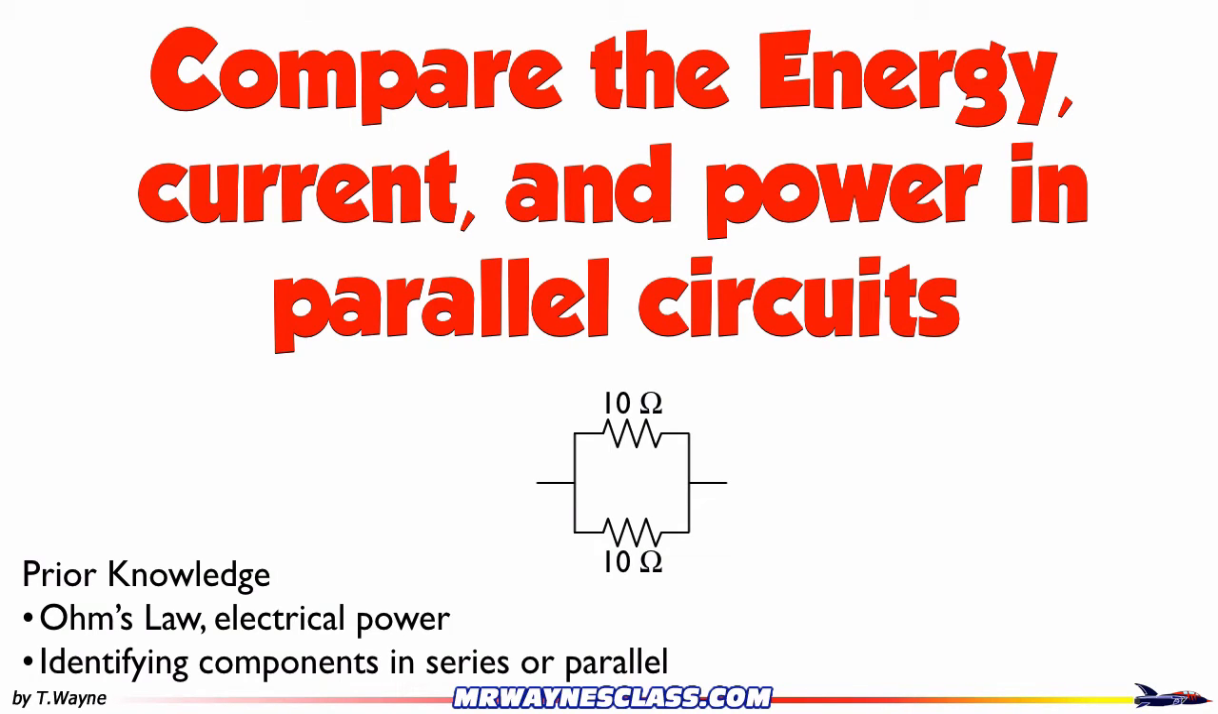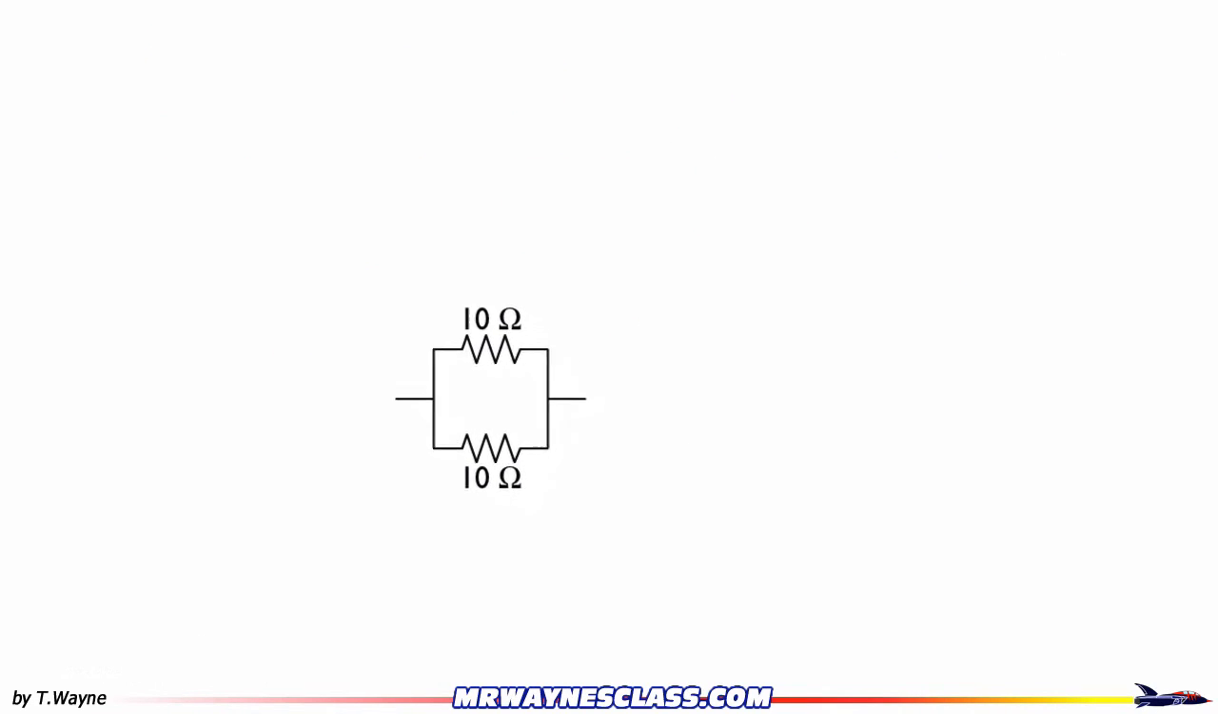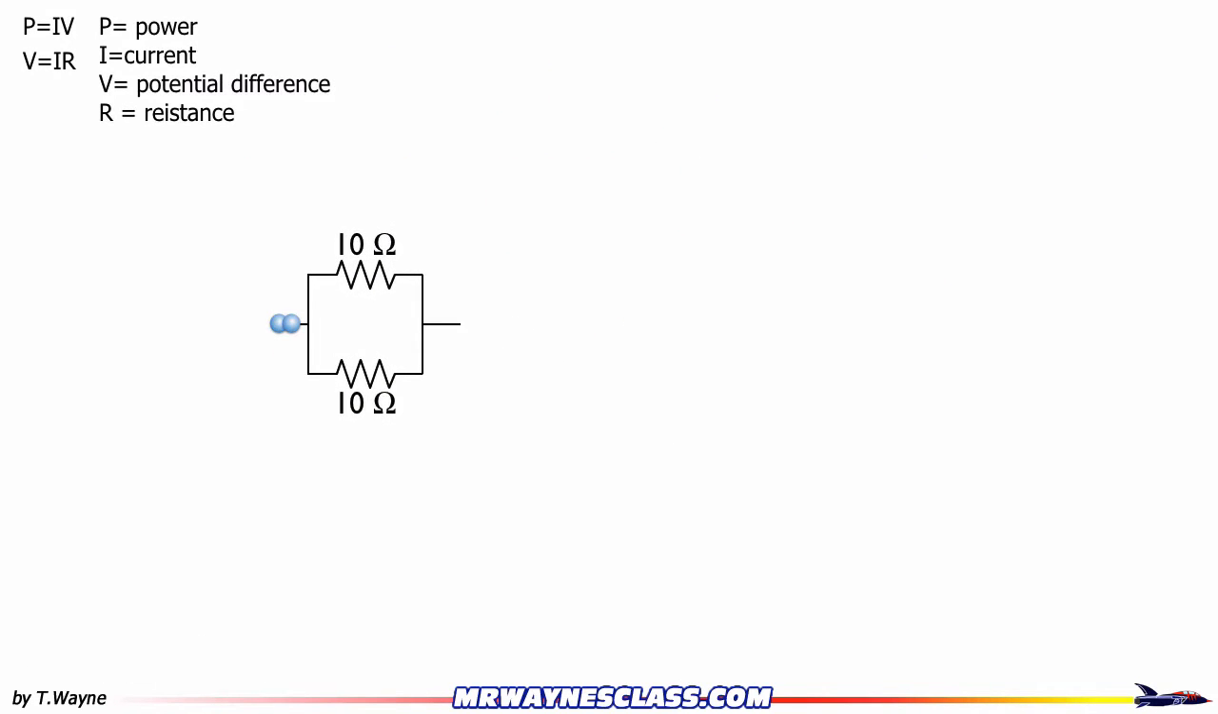This video is going to compare the energy, current, and power in parallel circuits. So here's my little parallel circuit. I've got equal resistances on the top and bottom, and you have to have some prior knowledge. Remember that power is proportional to the current times the voltage, and that the potential energy is proportional to the current times the resistance. That's Ohm's law.